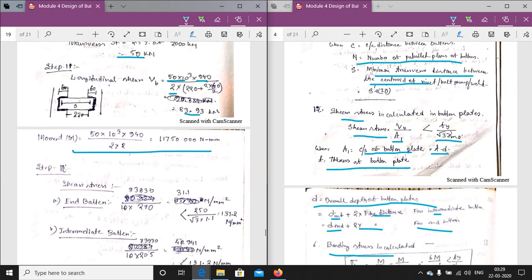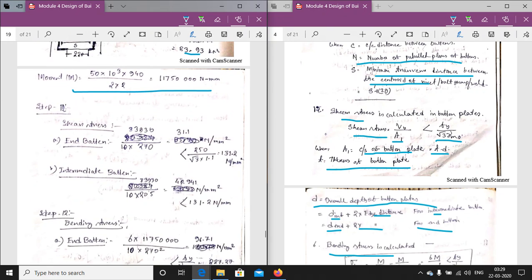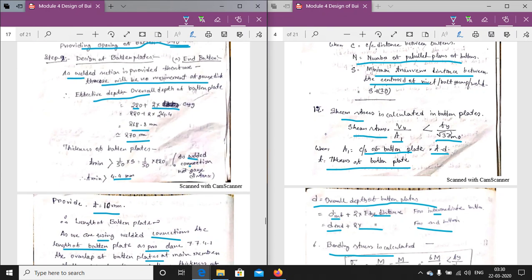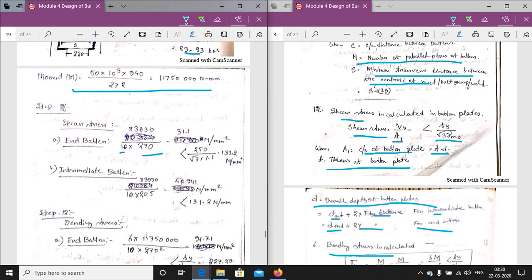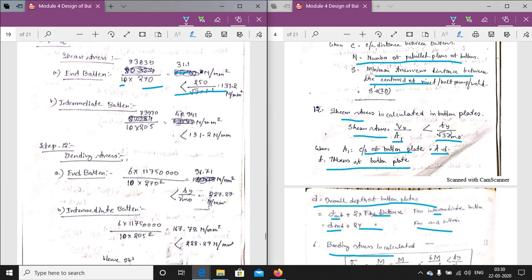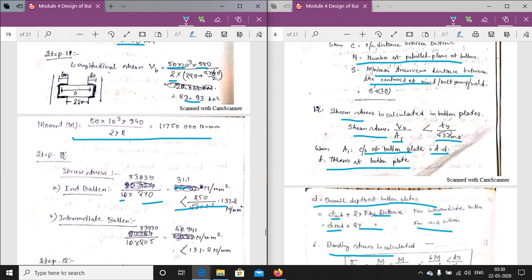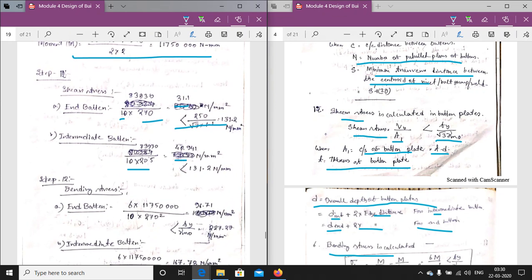Vb is equal to 83.93, so 83930 divided by A1, that is equal to T into D. T is equal to 10 mm thickness into D, we are getting for the end batten, D is equal to 270. We have determined for the end batten, D is equal to 270. So the value will be equal to 31.1, which has to be less than Fy by root 3 gamma m0, that is 131.2. So the condition is satisfied. For the intermediate batten, 83.93, 10 into 205. For the intermediate batten we have got the overall depth 205, so putting the value of 205 we are getting 40.94, which is less than that.